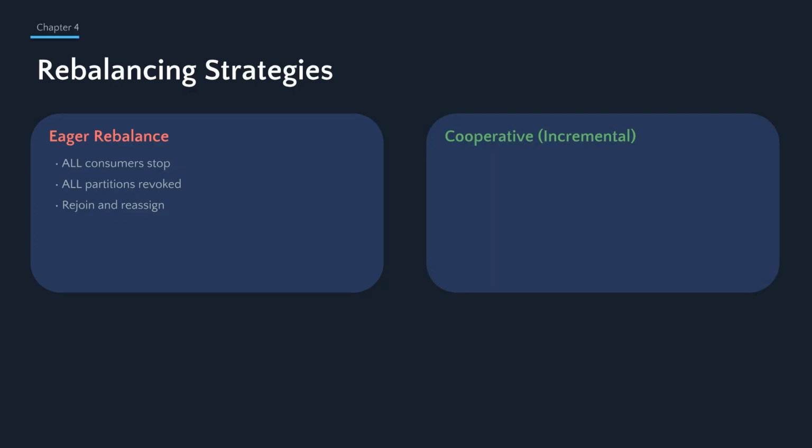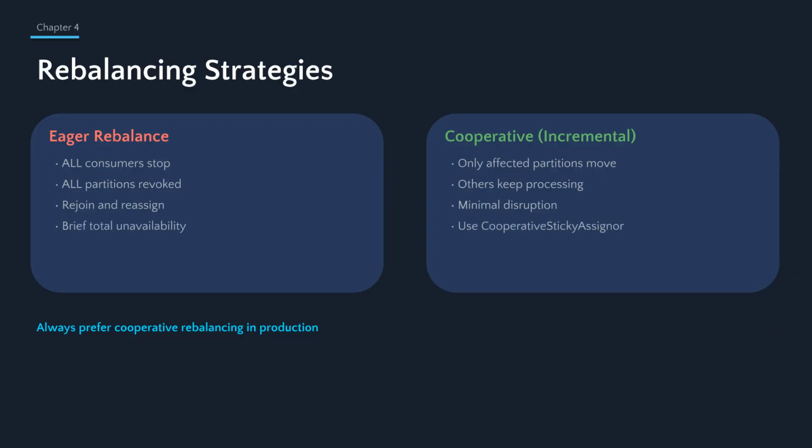Cooperative incremental rebalance, the modern way: only the partitions that need to move are reassigned. Other consumers keep processing without interruption. Minimal disruption. Always prefer cooperative rebalancing in production. Use cooperative sticky assigner as your partition assignment strategy.